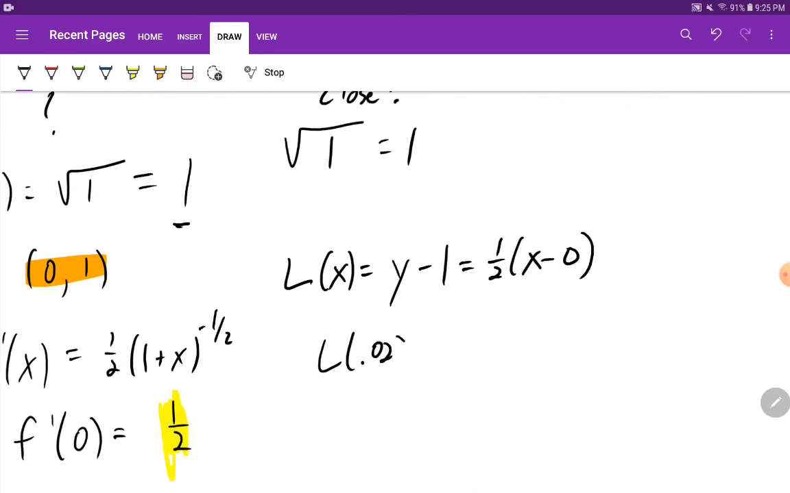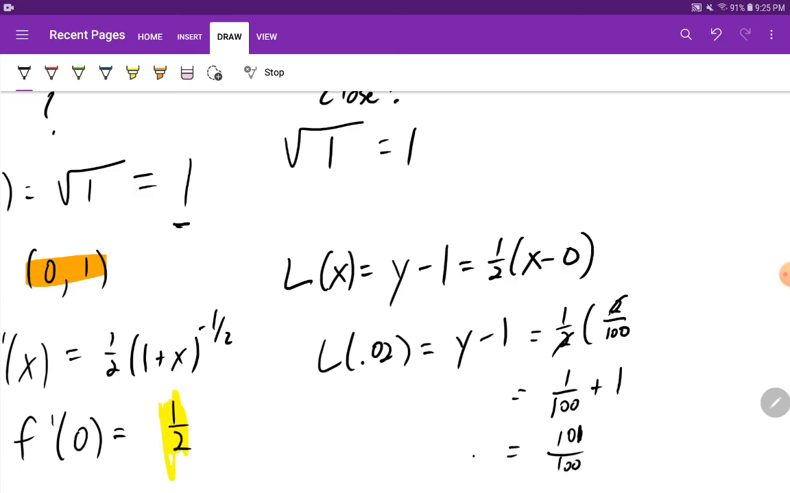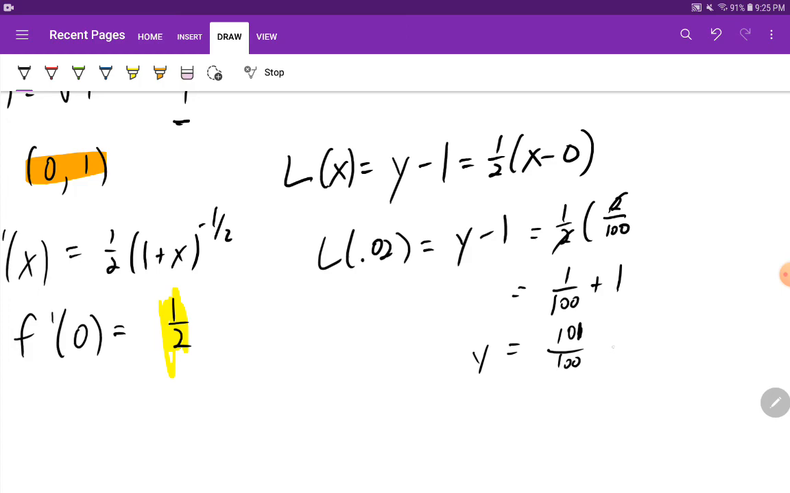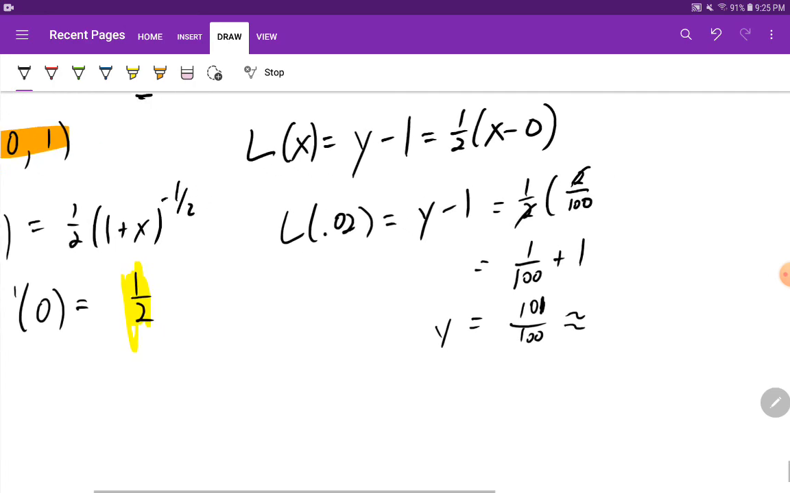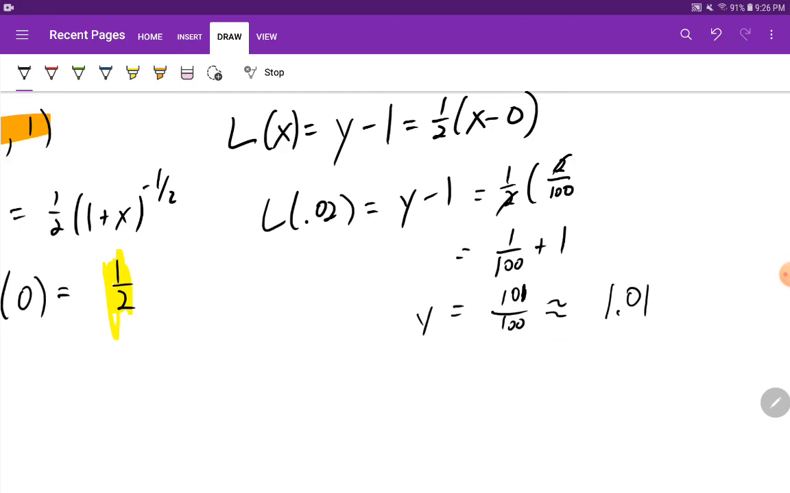So here we go. This becomes y minus 1 is equal to 1/2 times 0.02, which is the same thing as 2/100ths. And then that simplifies down to 1/100ths, plus 1. So that is 101 over 100. And that is the approximation for root 1.02. Let's test it out. I'm going to punch this into my calculator. 101 divided by 100 is, well, there it is, 1.01.